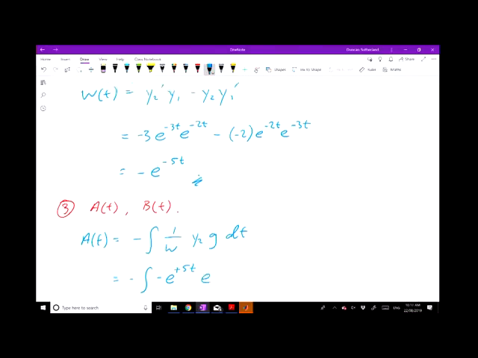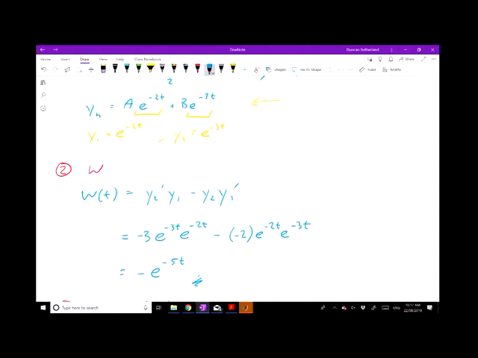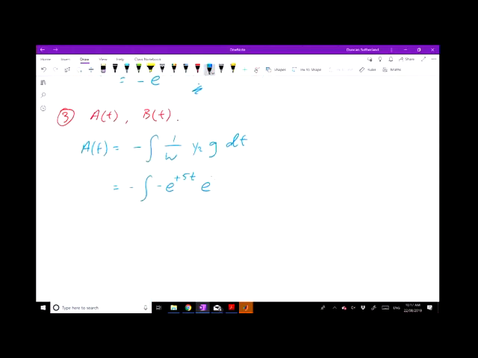y2 was, be careful, e to the minus 3t. That's the other popular mistake that I make, at least: I confuse the y1 and y2, and then I start muddling things up. It's very annoying. A and b shouldn't really be equal. Right, that's a bit odd. I guess it's possible, but it doesn't feel like it should be likely.